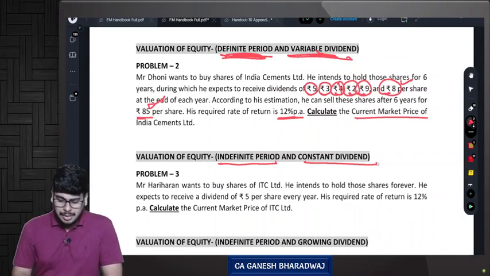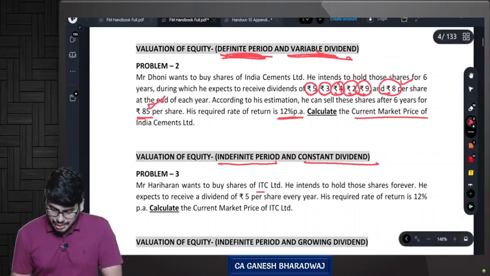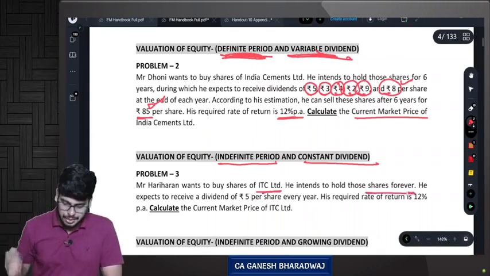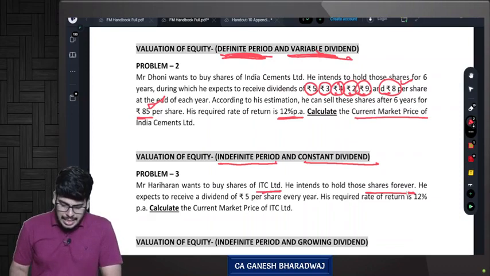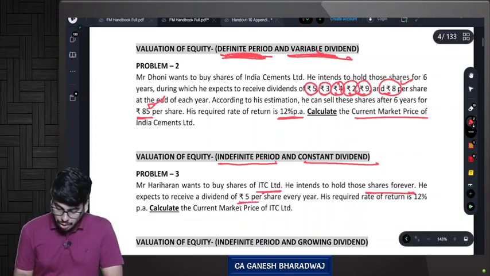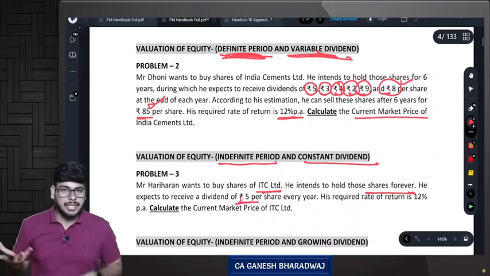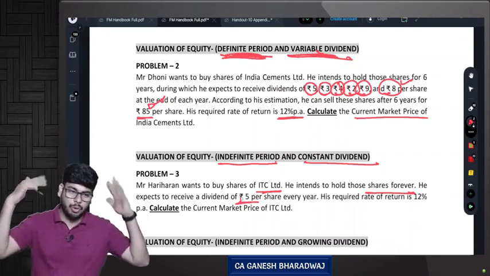Look at this. Mr. Hariharan wants to buy shares of ITC Limited. He intends to hold these shares forever. How many periods? The period is not given. Perfect. He expects to receive a dividend of 5 rupees per share every year, up to perpetuity. He doesn't know till when he is going to hold. He's going to hold it forever.